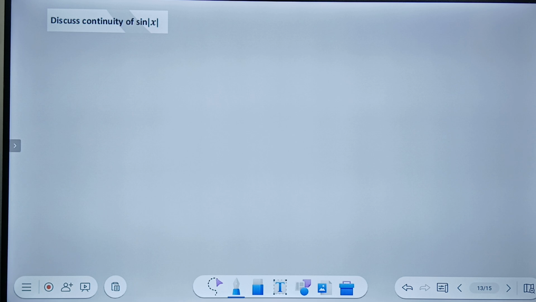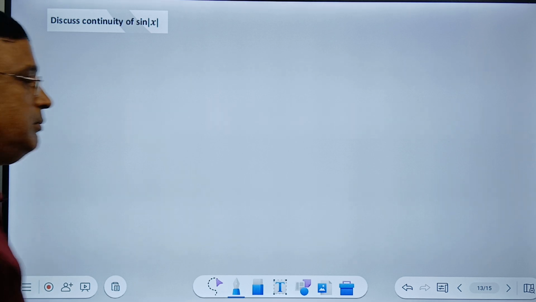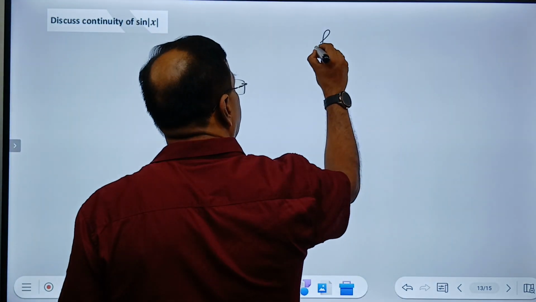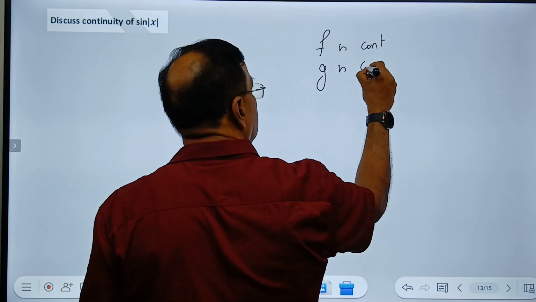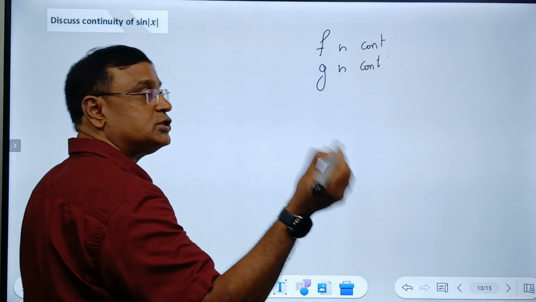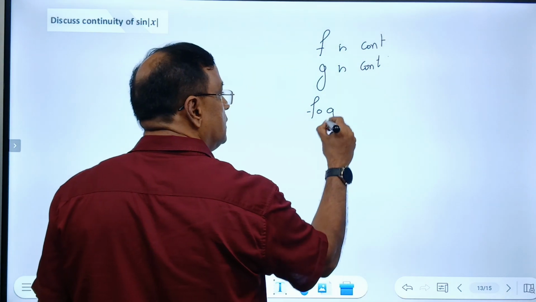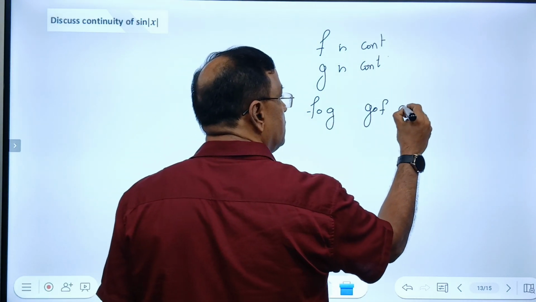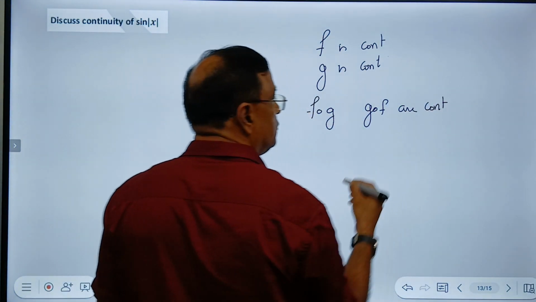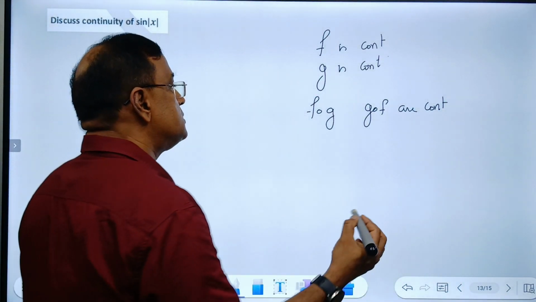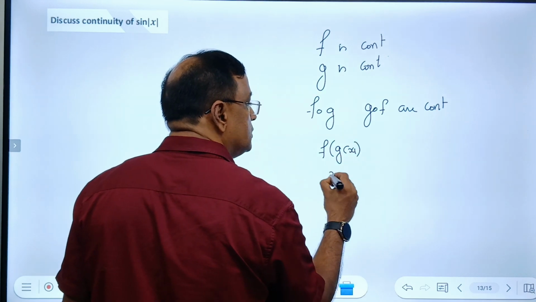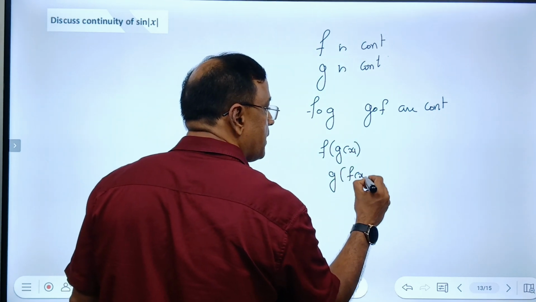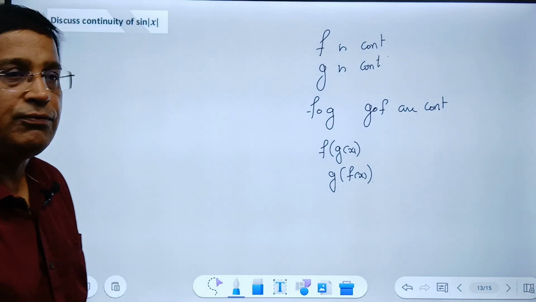Now third one. Discuss continuity of the function sine of modulus x. Now in mathematics, there's a result. If f is continuous and g is continuous, then the composition functions f circle g and g circle f are continuous. Since we don't have composition of function in our syllabus, I will look at it as f of g of x or g of f of x. Okay, basically they are composition of function.